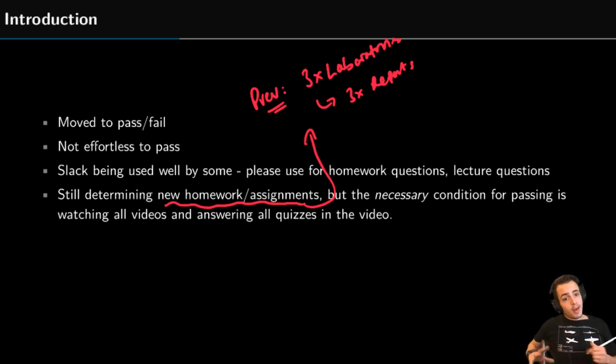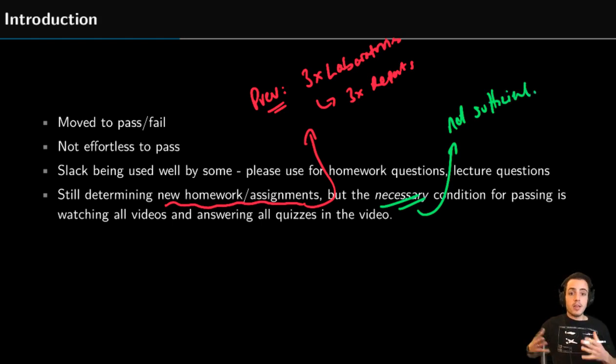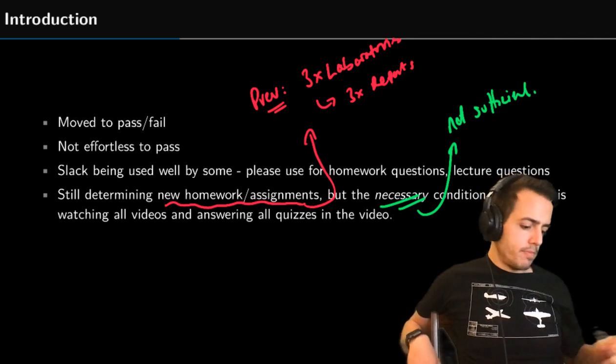So I will be disseminating how I'm going to pass or fail the students as I go along, but for the time being, the necessary condition for passing this course is watching all the videos and answering all the quizzes in this video, so I can see those data. If you haven't done those, then you're not going to pass this course, okay? So that's the absolute necessary condition. It's not the sufficient condition. The sufficient condition will be determined. That's what I'm going to be looking at in terms of understanding how I'm going to be giving assignments, etc. for this course.